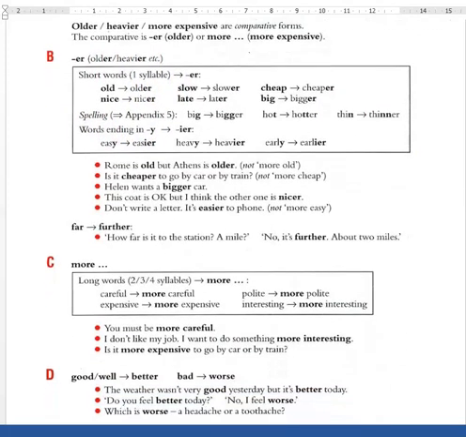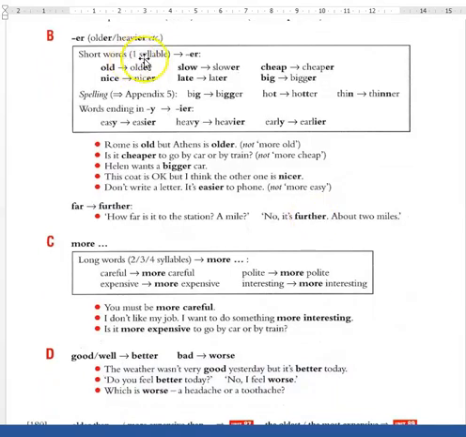Let's have a look at C. Now, we looked at the short words with 1 syllable in B. Now let's look at the long words. Long words having 2 or 3 or 4 syllables. In that situation, we use more. So, careful becomes more careful. Polite, more polite. Expensive, 3 syllables, becomes more expensive. Interesting, more interesting.